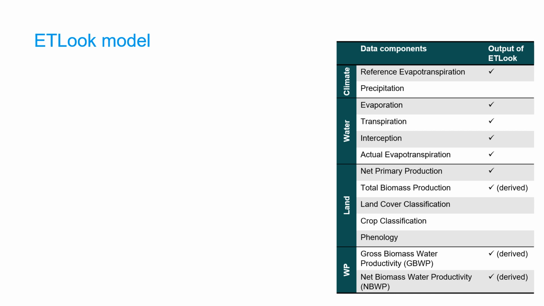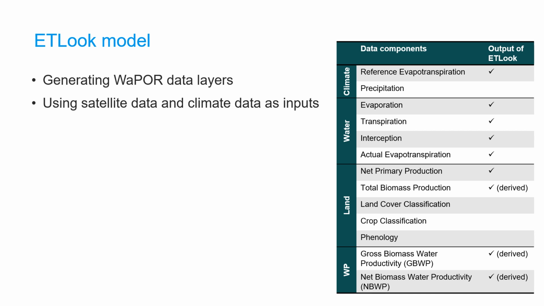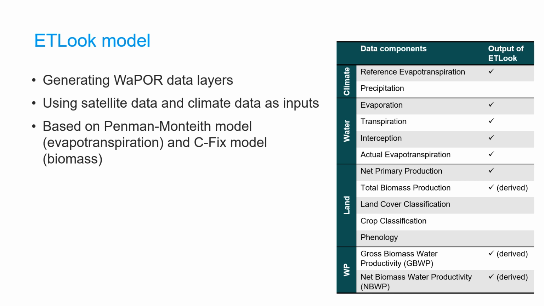The ETLook model uses satellite data and climate data to generate several WaPOR data layers, including reference evapotranspiration, evaporation, transpiration, interception, net primary production, from which the biomass production and water productivity are also derived. The evapotranspiration model of ETLook is based on the Penman-Monteith equation, while the biomass model is based on the C-fix model. The ETLook model is independent of sensors and can be run at multiple spatial scales.